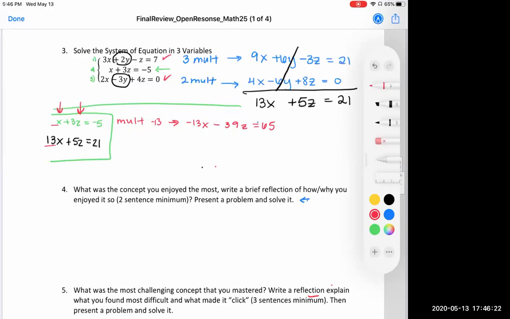All right, last one. Let's add it to our one on the bottom. We have 13x plus 5z is equal to 21. We made it so our x's add to make 0. And now we're left with 39 minus 5, negative 34z is equal to 44. And we have -34z is equal to 44.